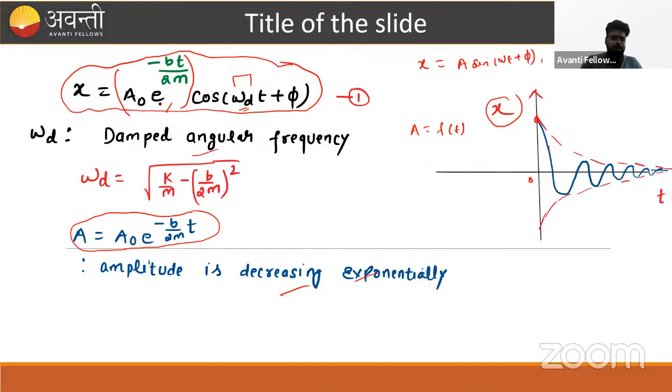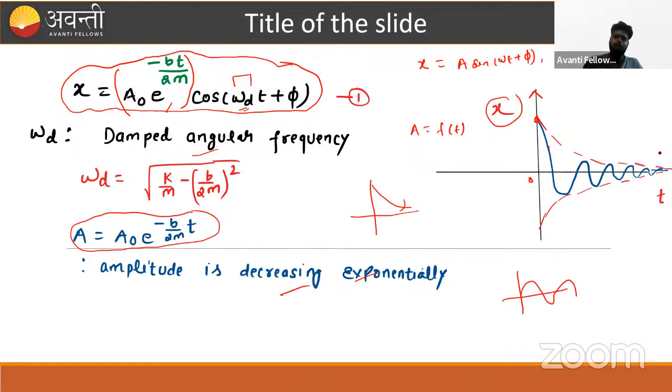That's why the graph is something like this. This is not a pure exponential function. If it's a pure exponential function, then the graph is something like this. If it's a pure sinusoidal function, then the graph is something like this. But this is a mixture of these two functions. So the graph is a combination of exponential and sinusoidal functions. I hope this is clear.